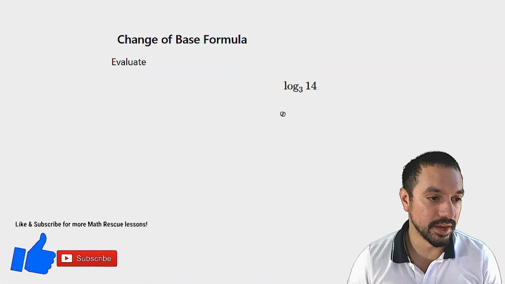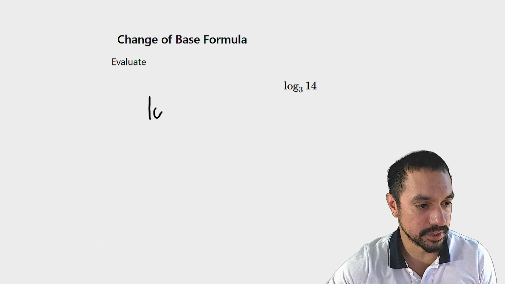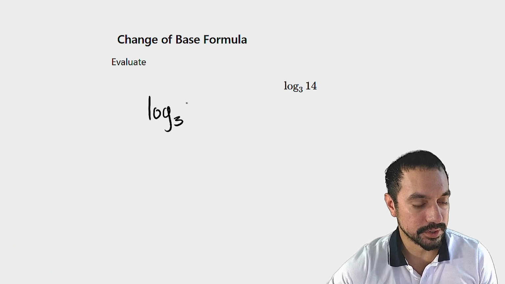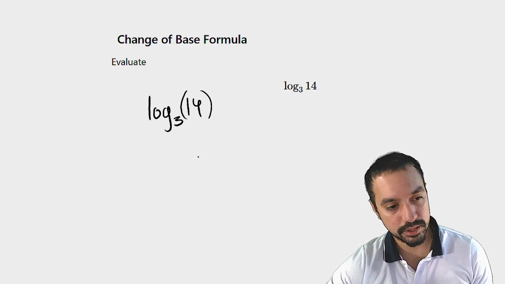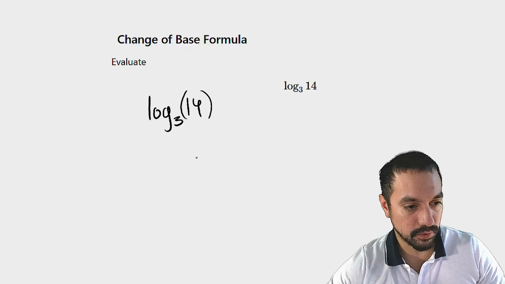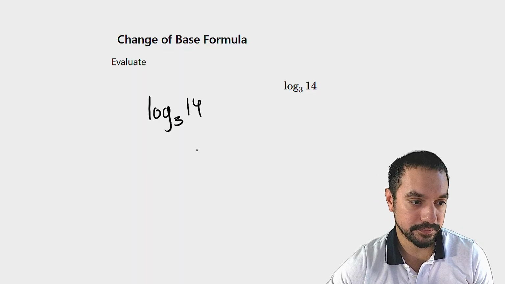All right, so we have this logarithm. This is log base 3 of 14. So 3 is the base of the logarithm. 14, we call that the argument of the logarithm. The argument is the value that's getting evaluated by the log function.